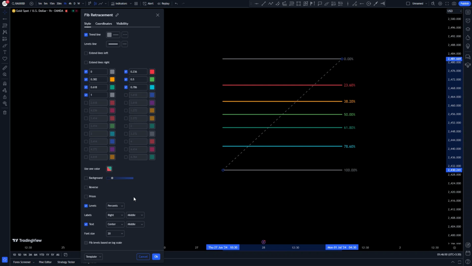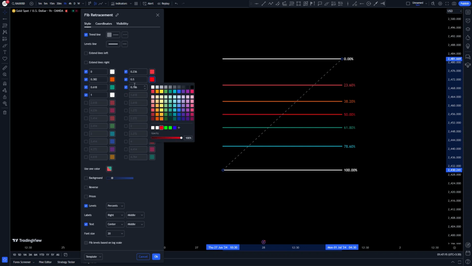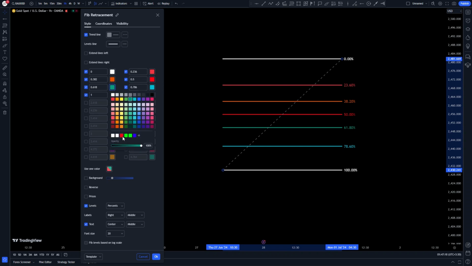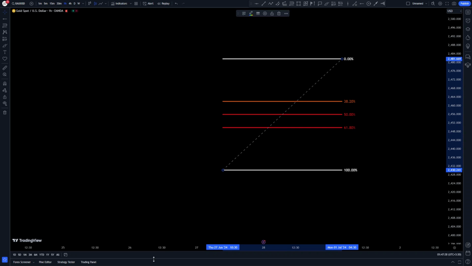Change 0%, 23.6%, 78.6%, and 100% to white. Leave 38.2% as orange, representing a shallow pullback. Change 50% and 61.8% to red, highlighting these as the most critical levels. We usually remove the 23.6% and 78.6% levels, but you can keep them if they are part of your strategy. And that's it. Your Fibonacci tool is now set up with the ideal settings.